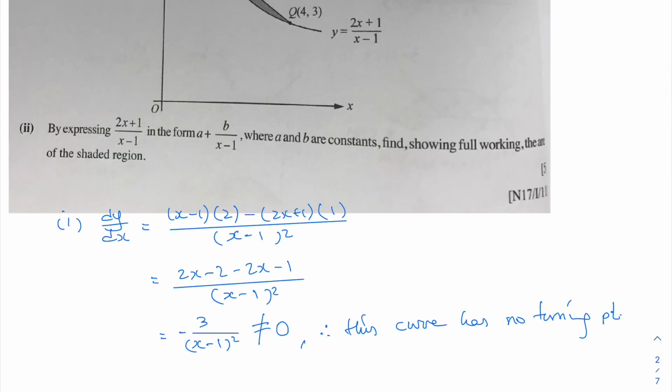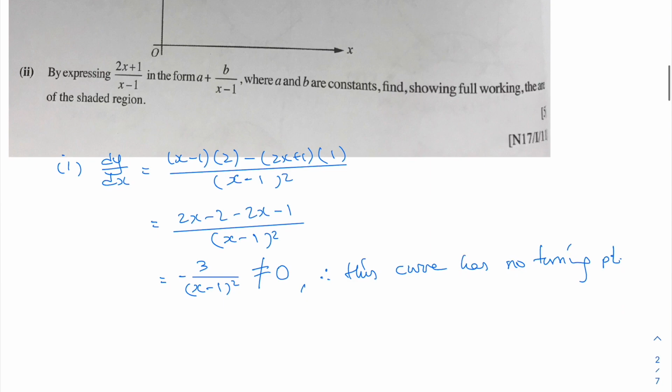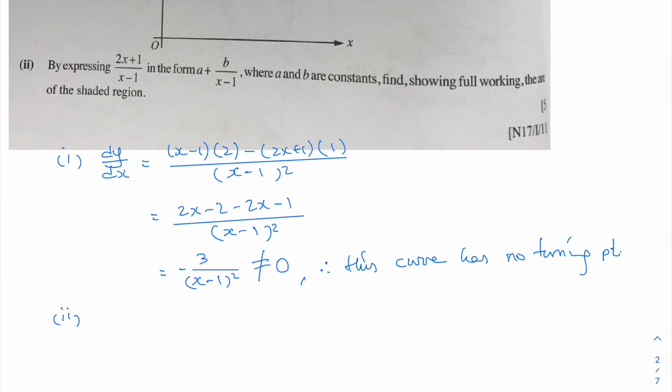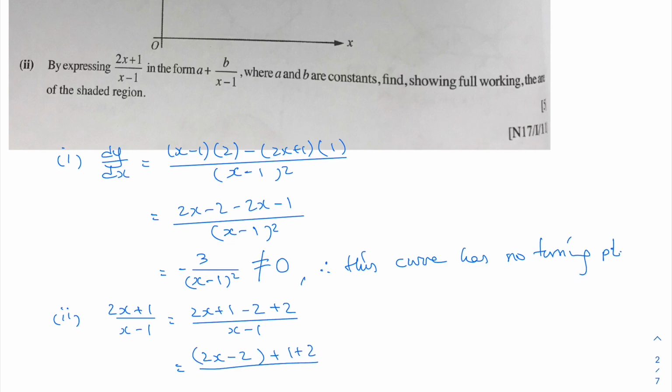Okay, part 2. By expressing this expression in the form of a plus b over x minus 1, where a and b are constants, find, showing full working, the area of the shaded region. So let's just express this in that form: 2x plus 1 over x minus 1. We notice that the numerator and the denominator are of the same order, so we can do long division. But here, let me just show you another method to solve this. If I subtract 2 and add 2, I'm not changing the numerator. I group them together, I put the negative 2 here, and the plus 1 plus 2.